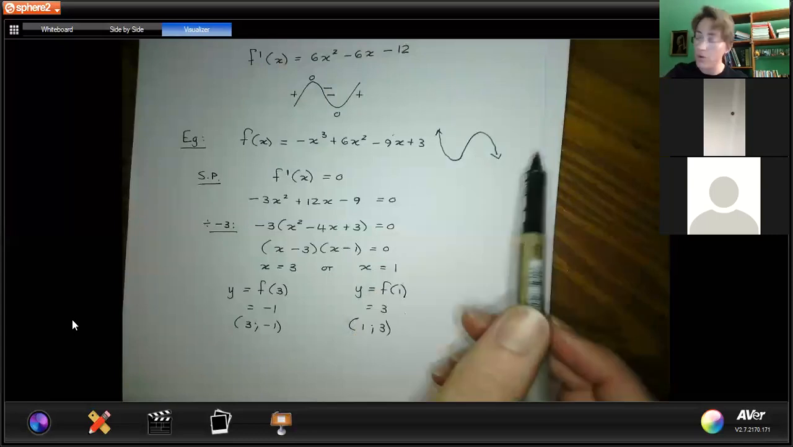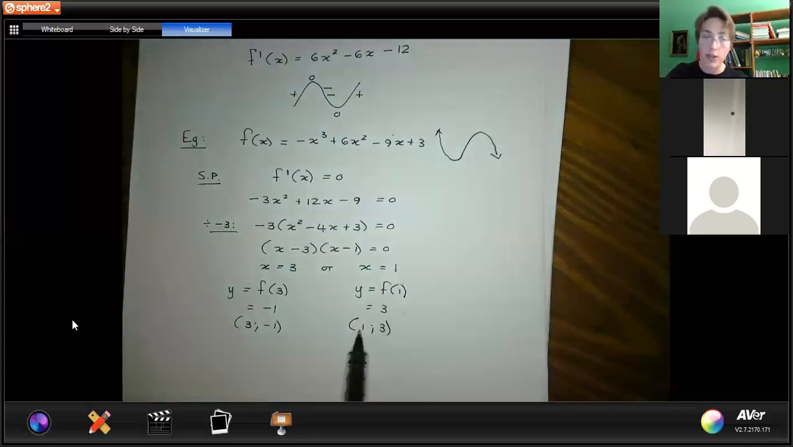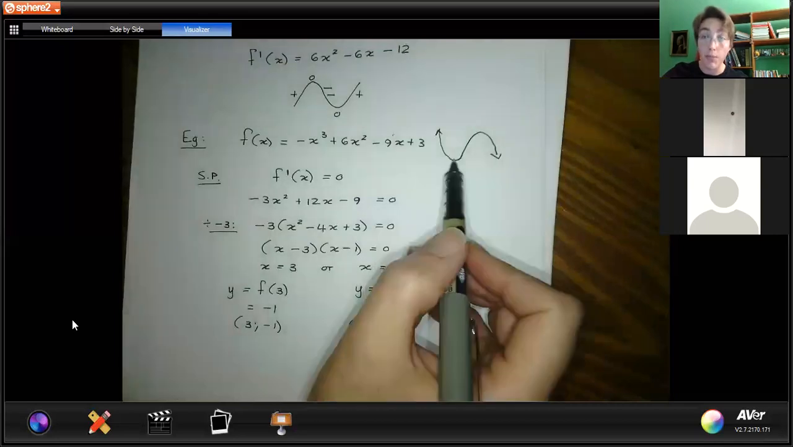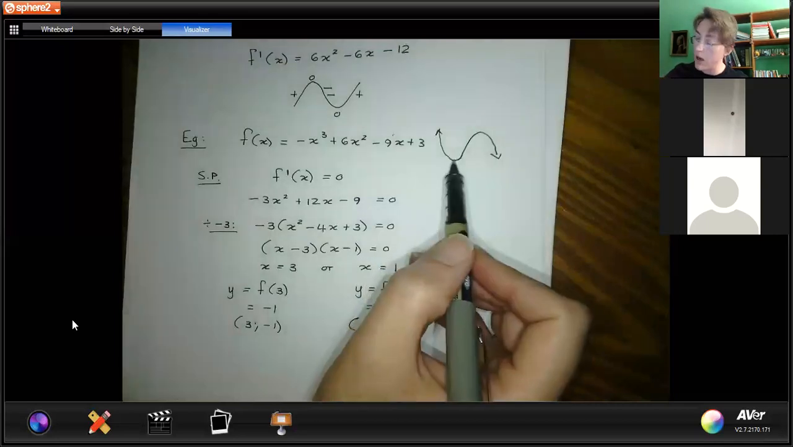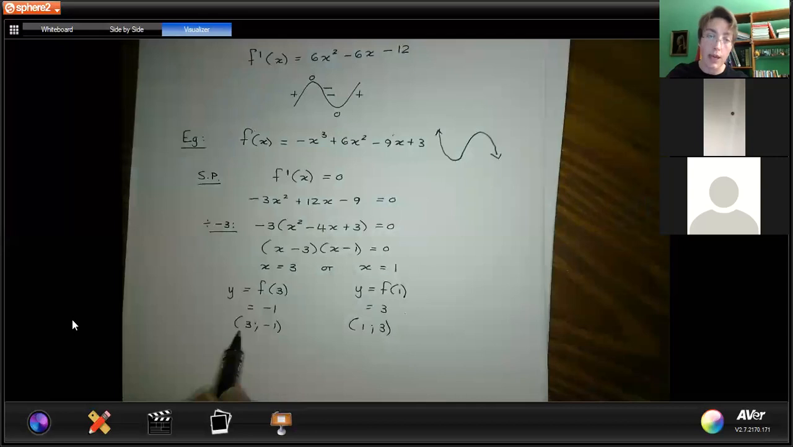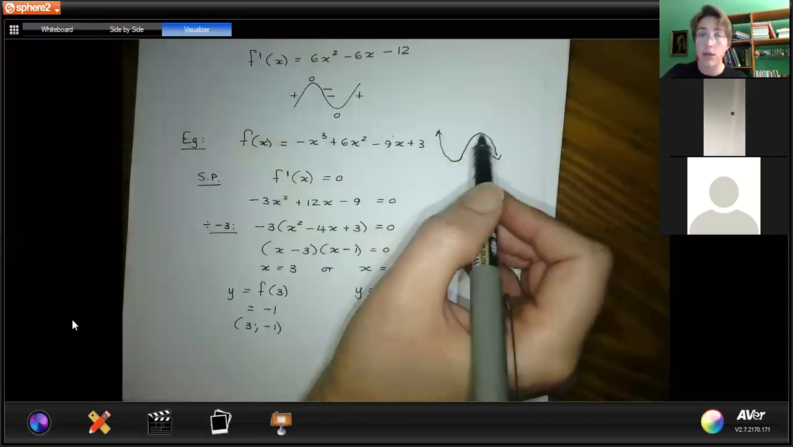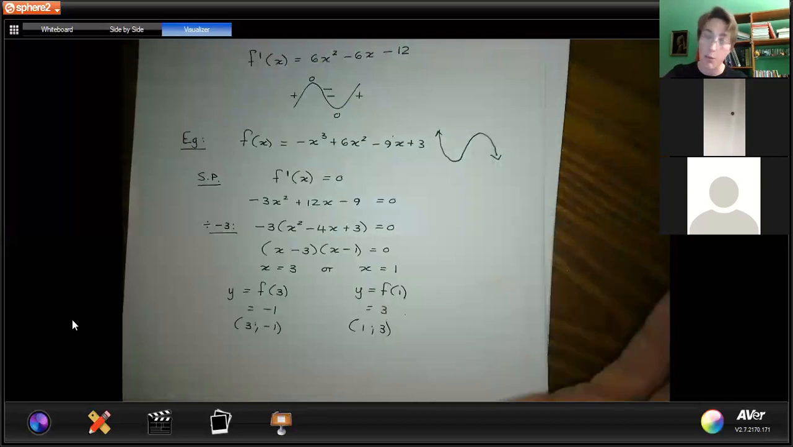Now, why is this important? Because the first point, the one with a smaller x value, is in other words a local minimum based on this shape. And the second point, the one with a bigger x coordinate, is then a local maximum. That's one way to determine if it's a local maximum or minimum.